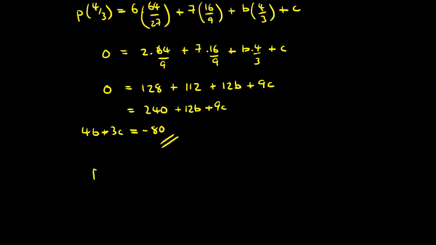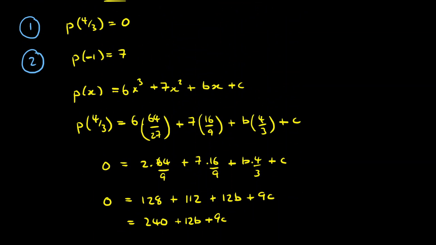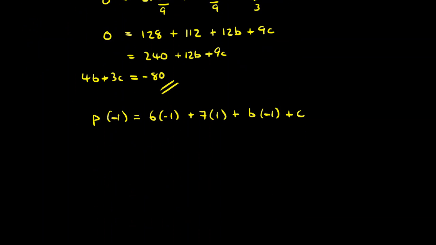So e of -1 is going to equal 6 times -1 cubed, which is just -1, plus 7 times -1 squared, which is +1, plus b times -1 plus c. And we know that this thing must be equal to 7. Okay, so this has got to be equal to 7. We substitute that in.